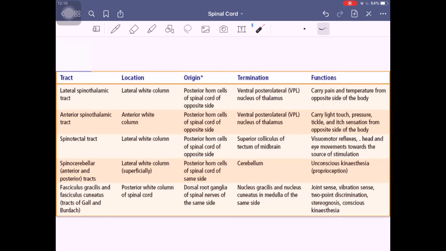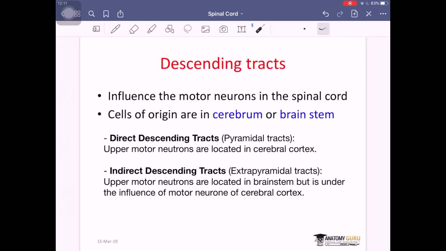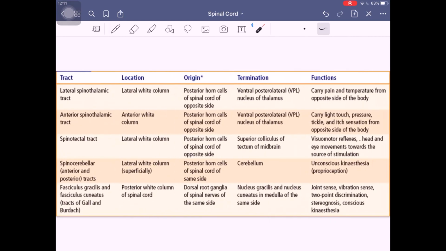Fasciculus gracilis and cuneatus, as far as their termination is concerned, they are terminating in your medulla oblongata of the same side, and these are the locations in your spinal cord. Very easy and simple. So I can stop this presentation here. The descending tracts we'll see in the next session. If you guys have any doubt, get back to me, and I will see you in the next part.